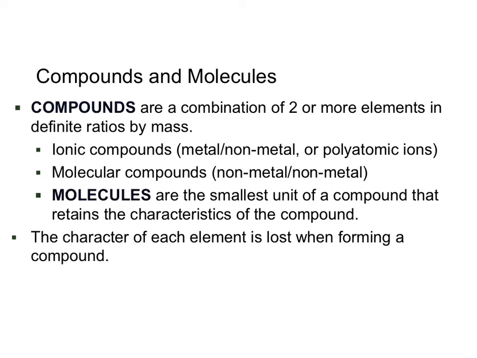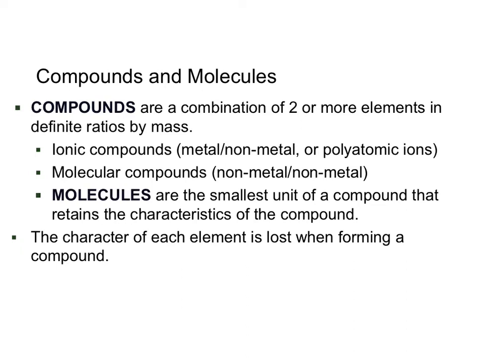Compounds will fall into two major categories. We'll have either ionic compounds, which are typically composed of maybe a metal and a nonmetal, or maybe a metal and a polyatomic ion. The key term here, however, is that ionic compounds are composed of ions of some sort, which we'll talk about in a little bit.